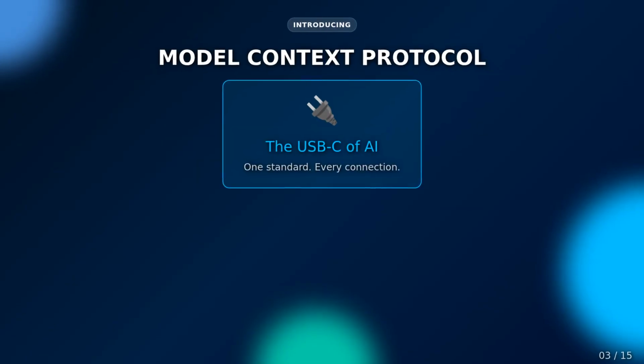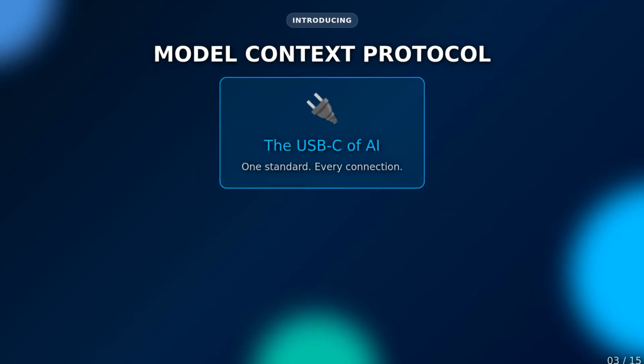Enter MCP, the Model Context Protocol, created by Anthropic and now adopted by OpenAI, Google, and the entire AI industry. Think of it as the USB-C of artificial intelligence. One standard plug that connects any AI to any tool.